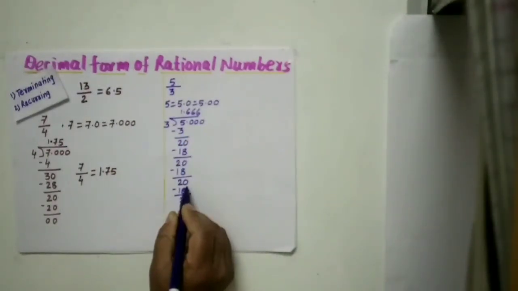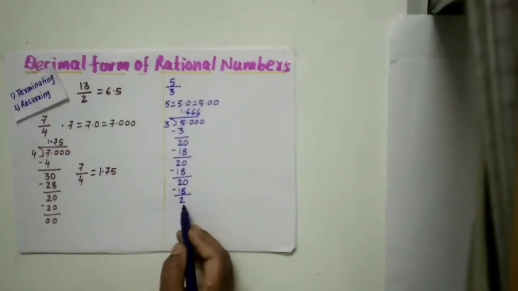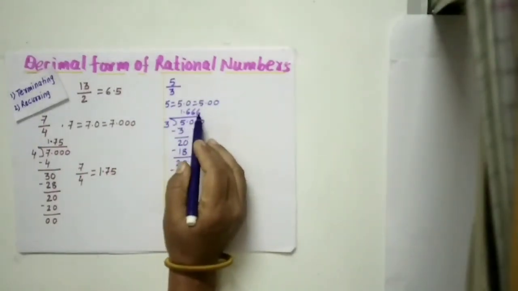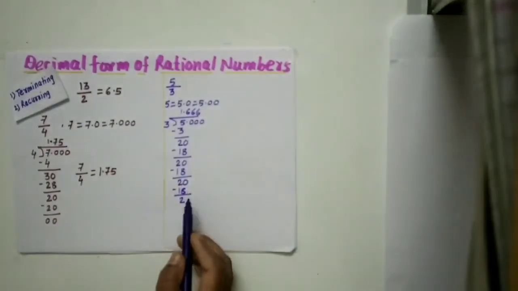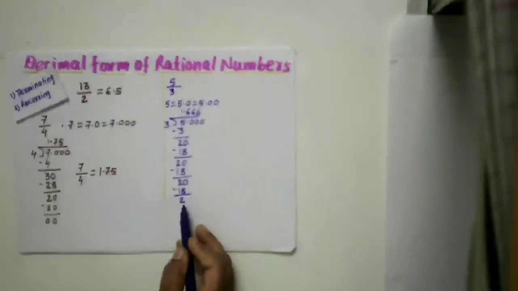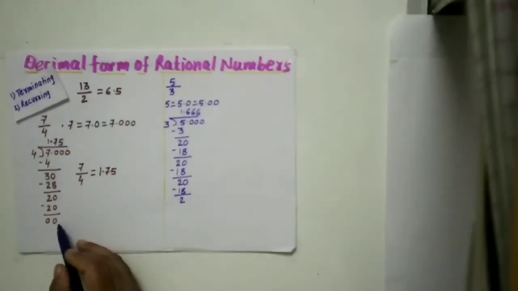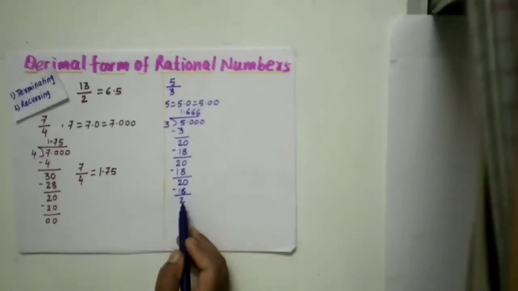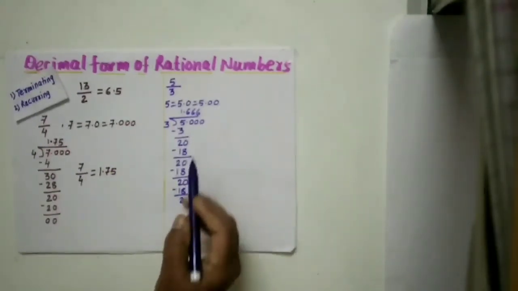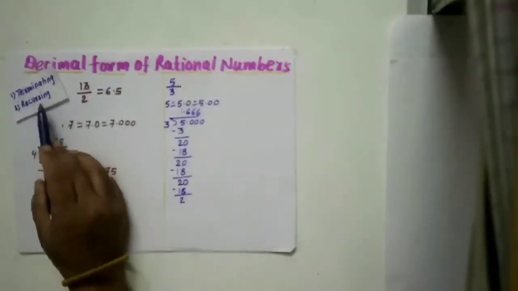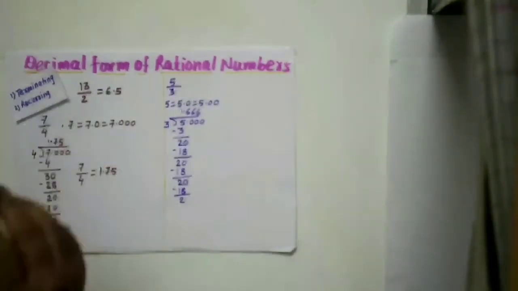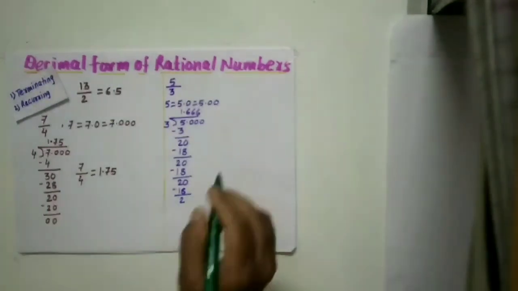If you go on dividing like this, you will get the same remainder and the quotient also comes the same number, 6666. Means in this example the division does not come to an end. We will not get the remainder 0. Here a single digit occurs repeatedly. So this is called recurring type of decimal form. Okay, now students, we will see one more example.